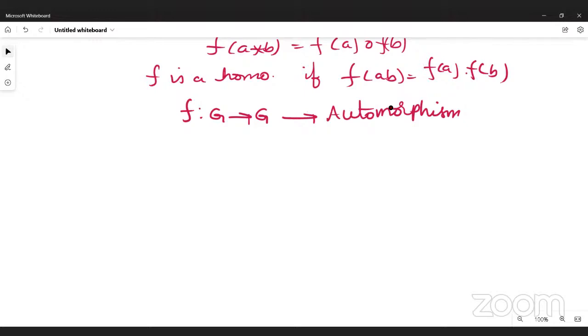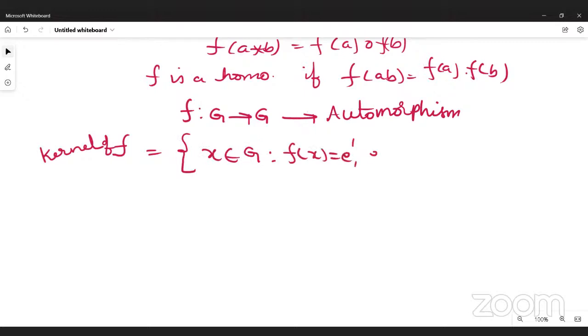Now, after defining homomorphism, you have to define an important property of homomorphism called the kernel. The kernel of homomorphism f is the set of all elements of G that are mapped onto the identity element of G dash, that is, the set of all x belongs to G such that f of x equal to E dash, where E dash is the identity element of G dash.